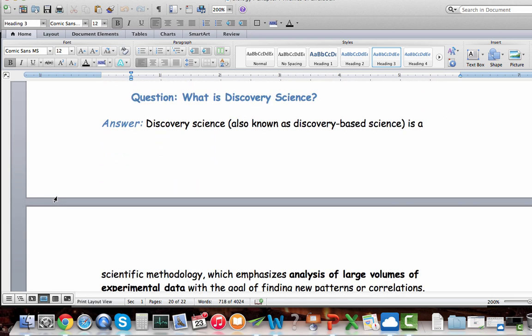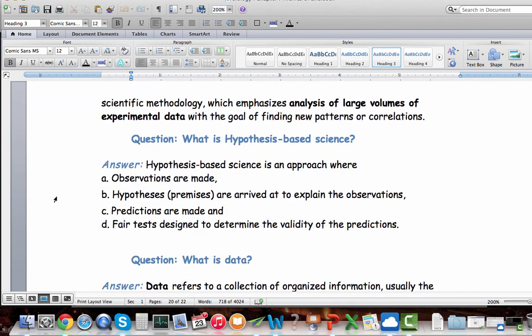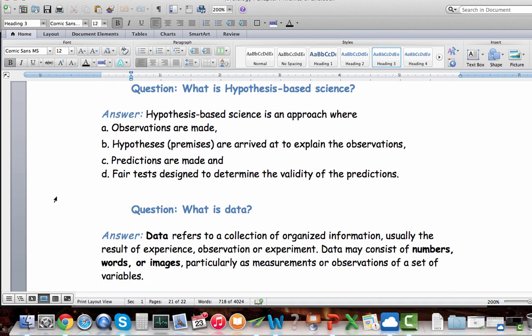Question: what is discovery science? Answer: discovery science, also known as discovery-based science, is a scientific methodology which emphasizes analysis of large volumes of experimental data with the goal of finding new patterns or correlations.